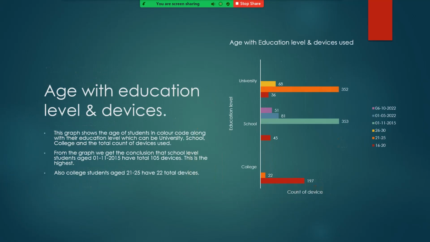Age with education, devices, education level and devices. The education levels are university, school, and college, and the count of devices which they have. The highest is 353, and the lowest is in school, and the lowest is 22. So this was about that.